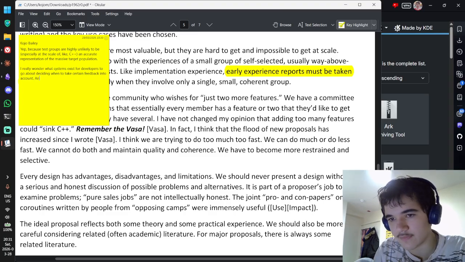An example is Valve and how they value playtester and, in general, player feedback, but don't just take it all and implement it.